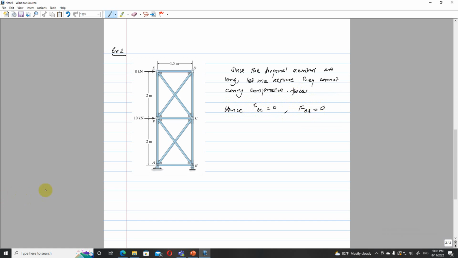So if I take the statical determinacy check, members are equal to 1, 2, 3, 4, 5, 6, 6 plus 10. Our reactions are 3 and joints are 6. So M plus R greater than 2J, statically indeterminate.